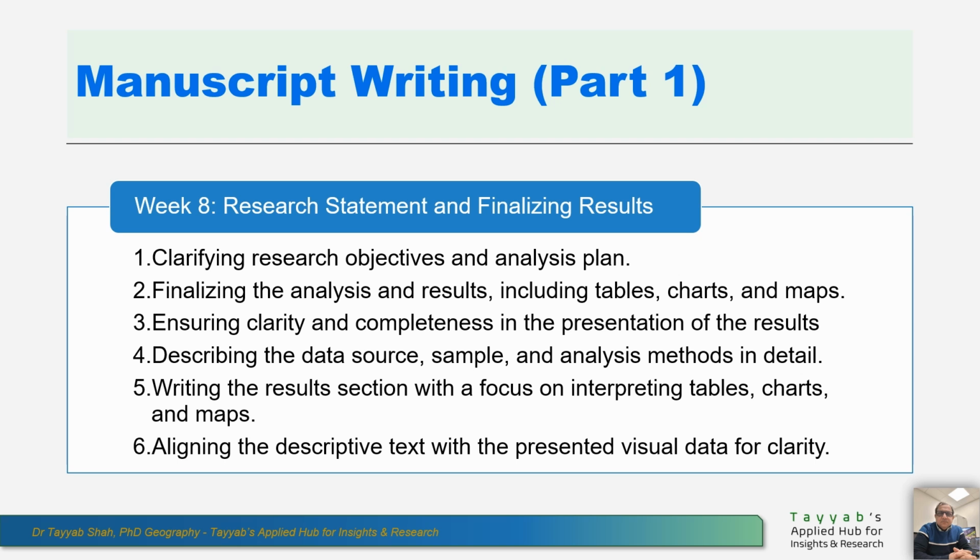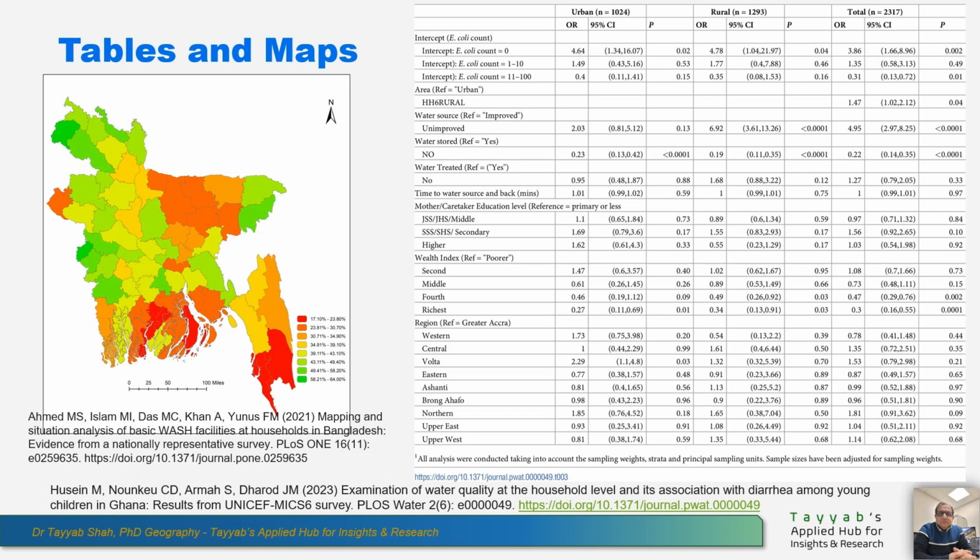We want to make sure our research statement and the results are prepared nicely, and that they have a flow and a logical way to describe the whole research, because that's basically the foundation of your whole manuscript writing. In the next slide, I'm going to show you two examples from published papers.